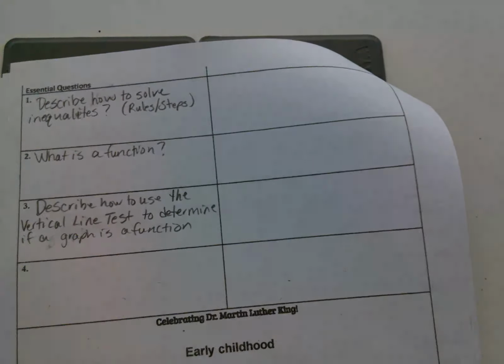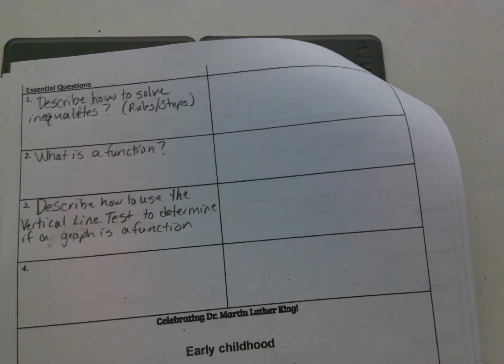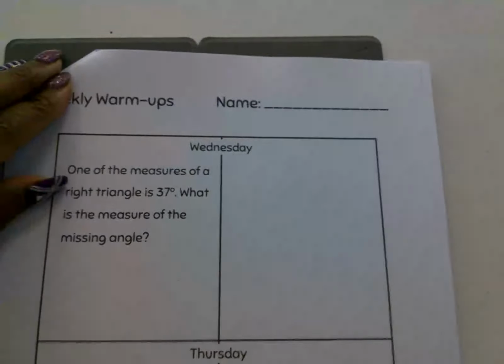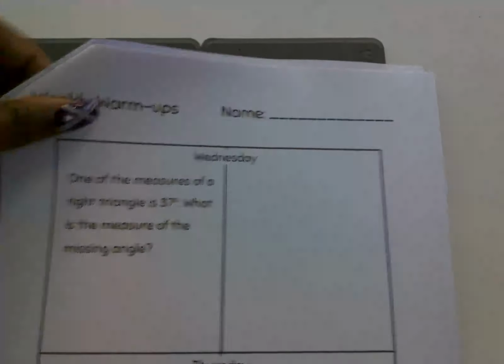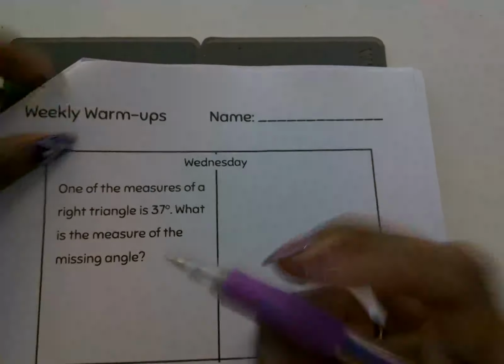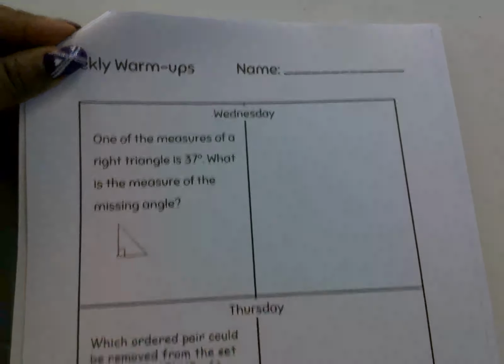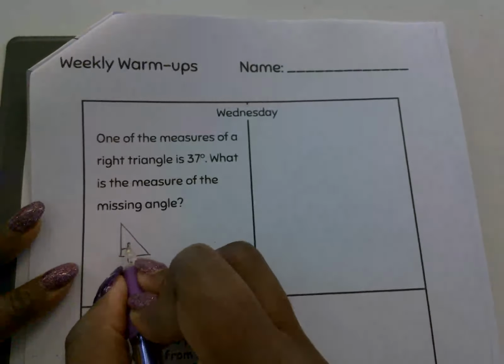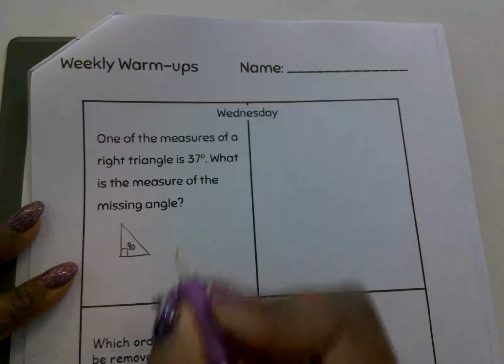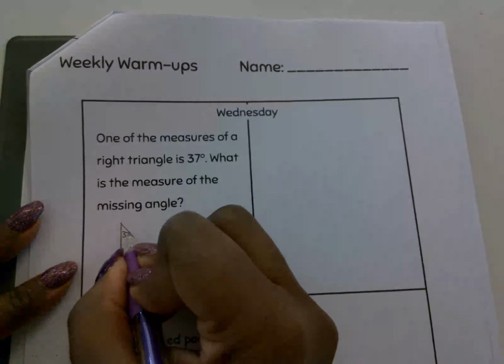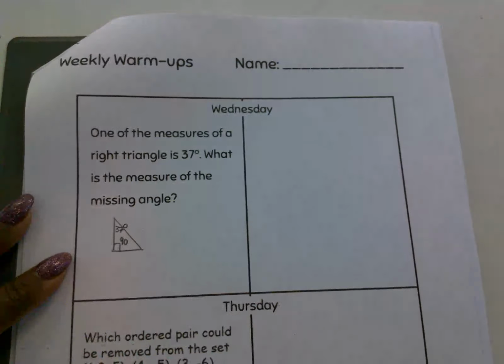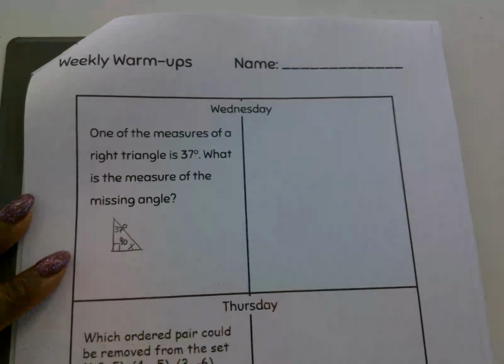Pause for the cause. Please make sure that you write this down, and we're going to go over the warm up. All right, here we go. Let's look at the warm up, please. It says one of the measures of a right triangle is, and we're going to draw a right triangle. That means it has a 90-degree angle. And the other measure is 37. So we're going to put 37 degrees here. We're missing this one, x. We're going to find the measurement of the missing one.